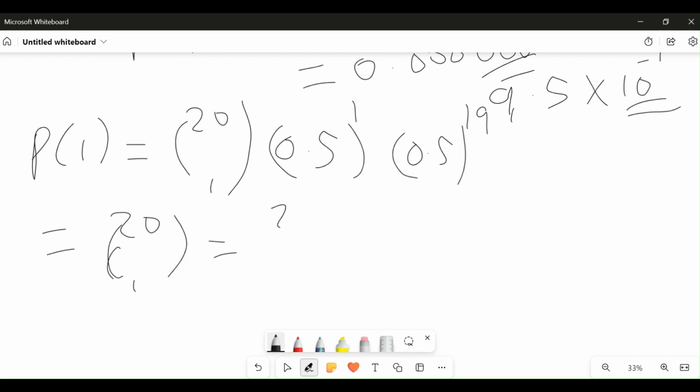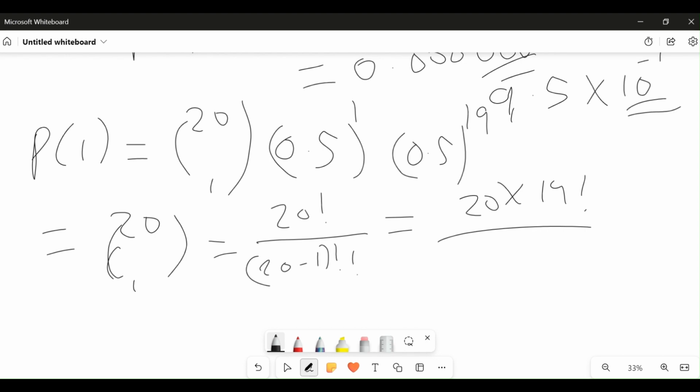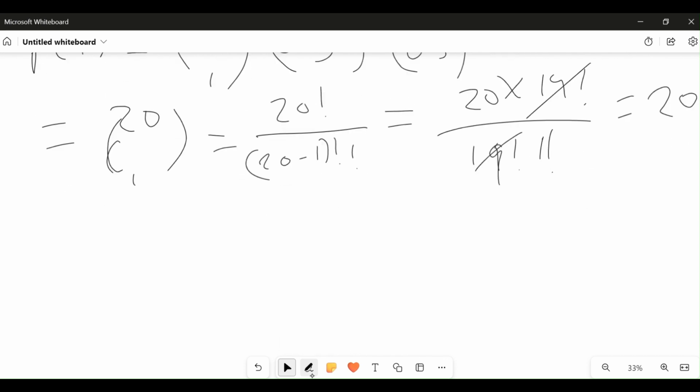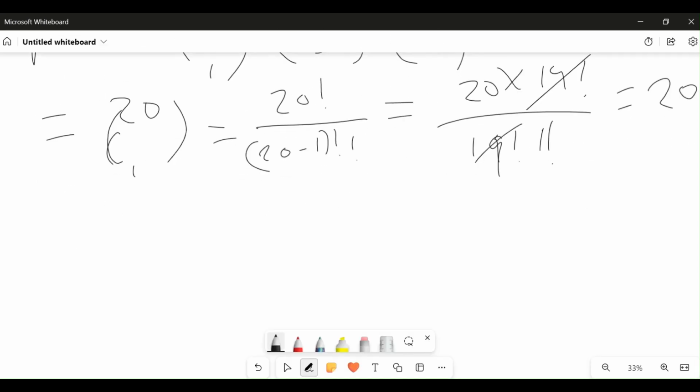So here, 20 combination 1, this is what? 20 factorial all over 20 minus 1 factorial, times 1 factorial. This will be 20 × 19 factorial all over 19 factorial, 1 factorial. This cancels this. 1 factorial is the same as 1. So what we have left is 20. So 20 × 1 is 20. So now 0.5 is our probability of success raised to power of 1. 0.5 raised to power of 1 is the same as 0.5. Our probability of failure is 0.5 raised to power of 19.